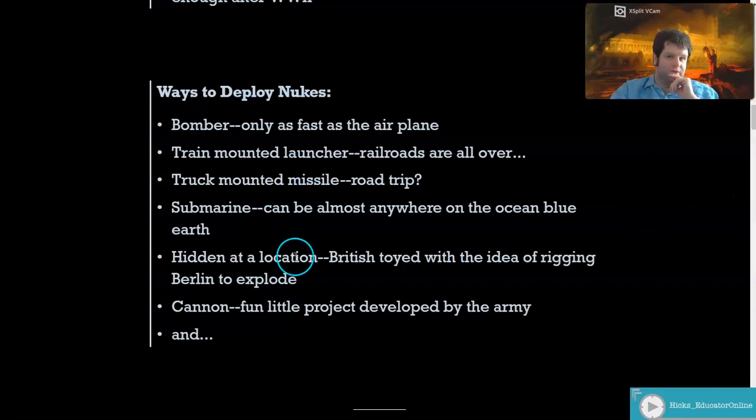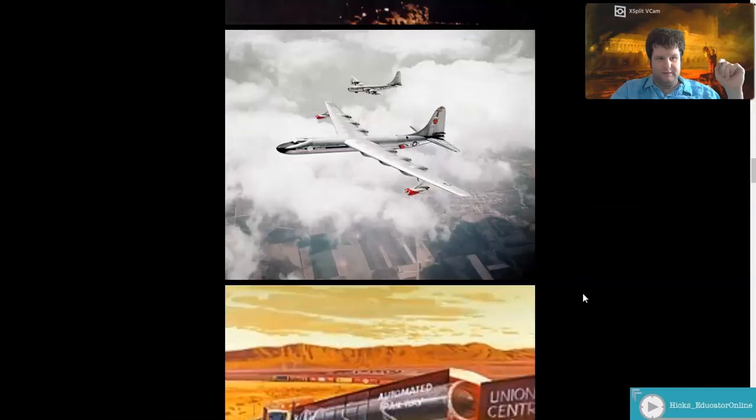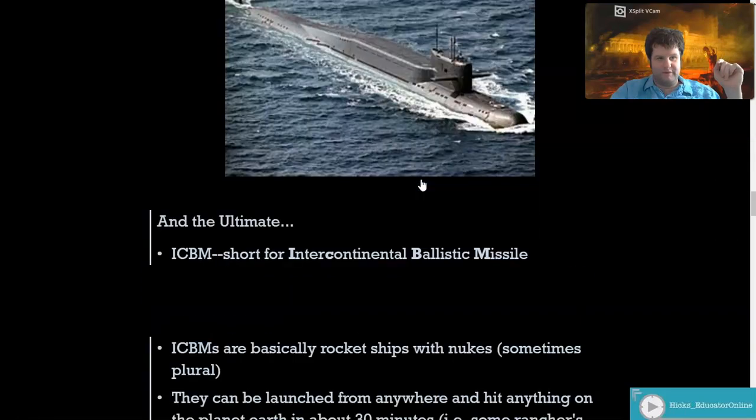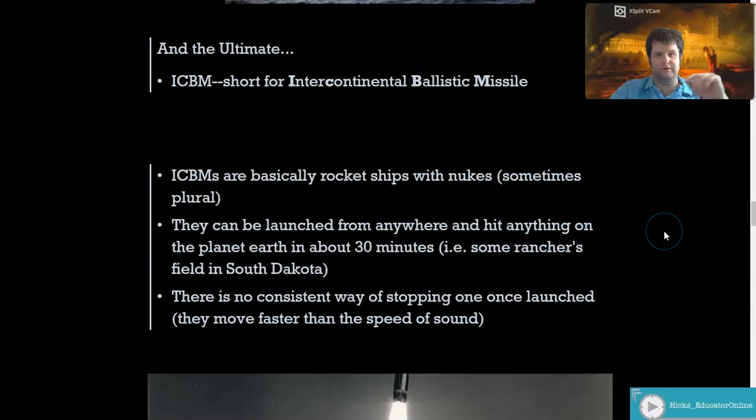The ways to deploy nukes here is where things get interesting. Nuclear weapons were made increasingly more and more mobile. The Soviets, for example, had a fondness for submarines and train-launchable nukes. But there were other ways as well. The ultimate nuclear weapon, though, is the ICBM. All these are fascinating ways of deploying nuclear weapons, but the ICBM is, well, you could call it the ultimate way of deploying a nuclear weapon.